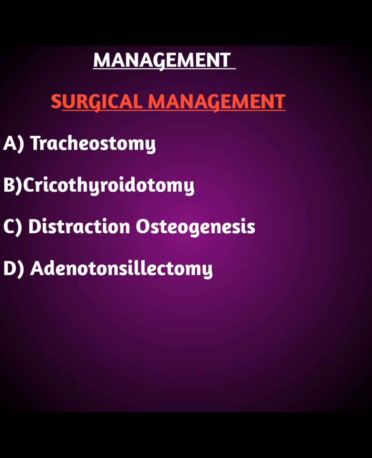Next we'll see the surgical management. Surgical management means it needs a surgical procedure, an operation. First one, tracheostomy. Second one, cricothyroidotomy. Third one, distraction osteogenesis. Fourth one, adenotonsillectomy. These are the main surgical management options.